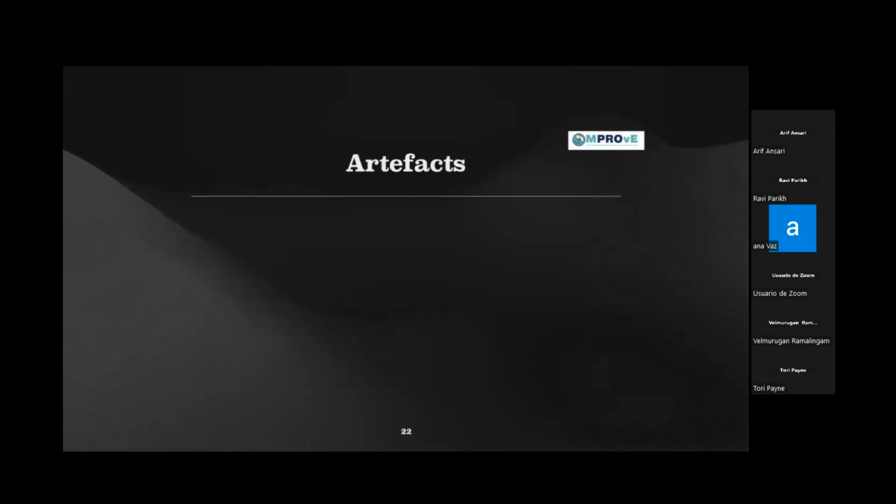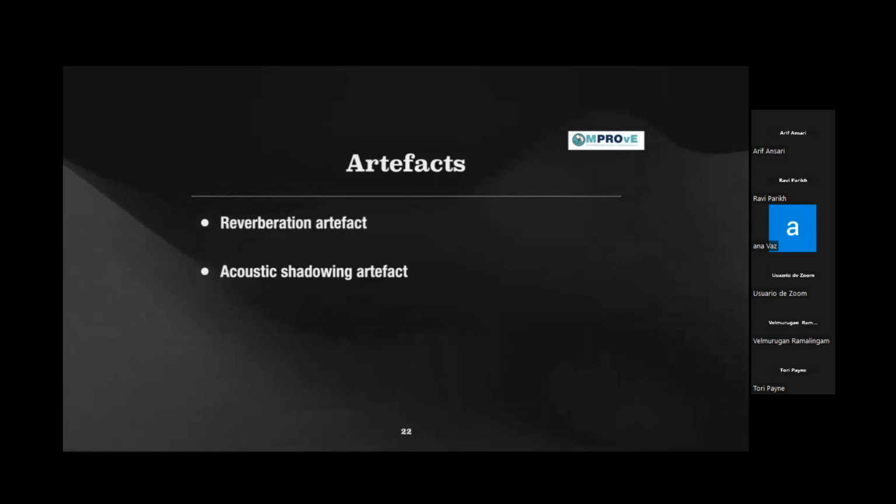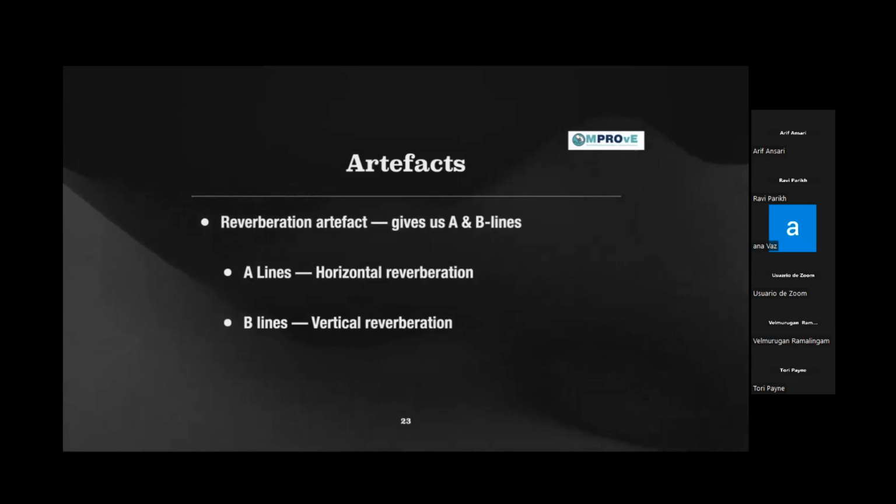Now let's talk about the artifacts then. There is something called reverberation artifact, acoustic shadowing artifact given by the attenuation. Then there is comet tail artifact and mirror image artifact. Reverberation artifacts give us two lines. You must have seen A and B lines, we have talked about A and B lines so many times.